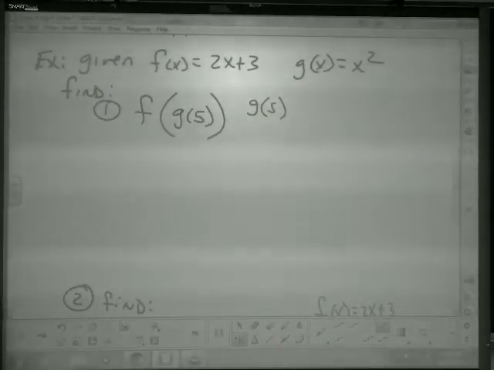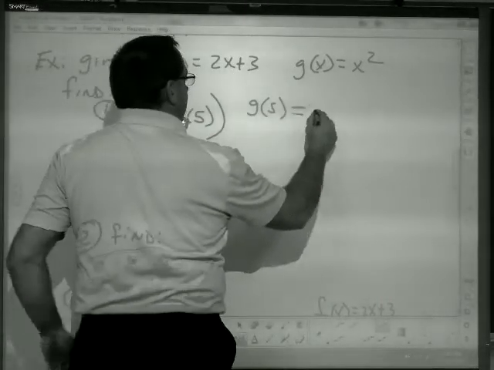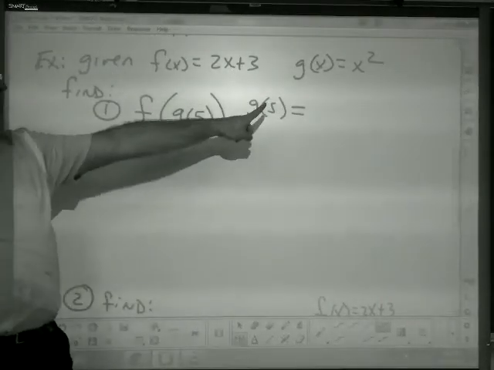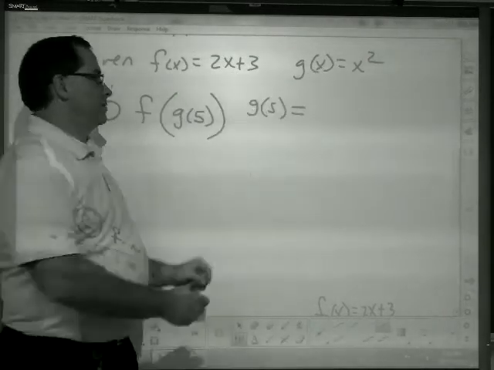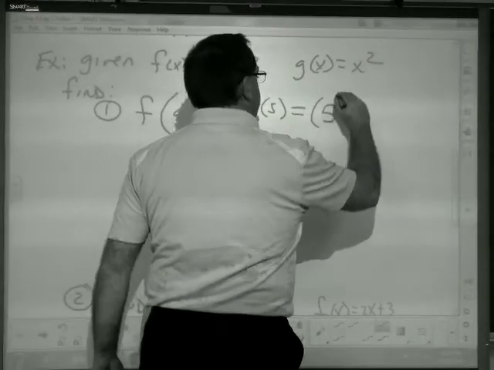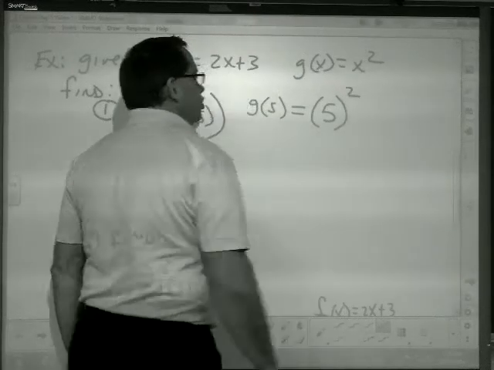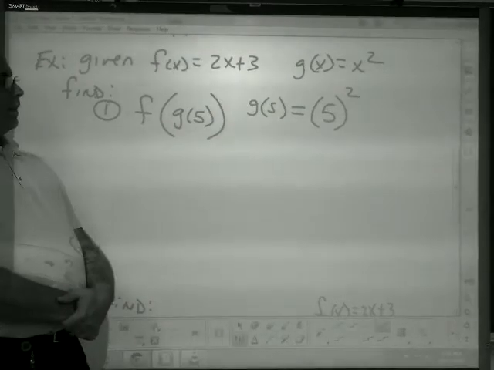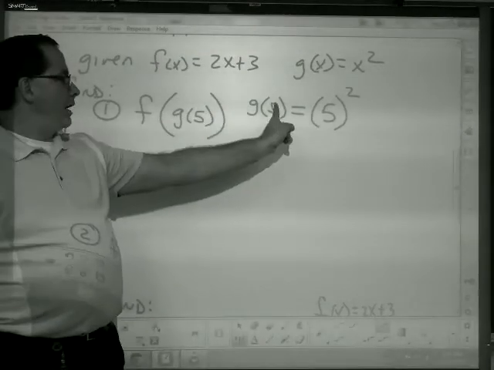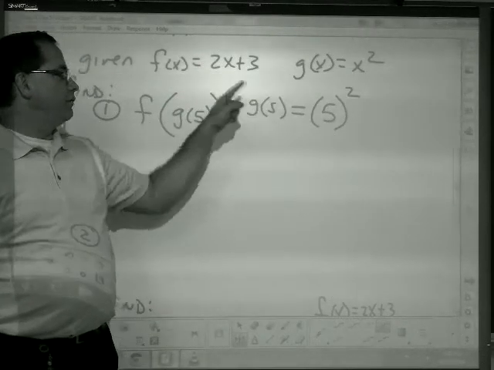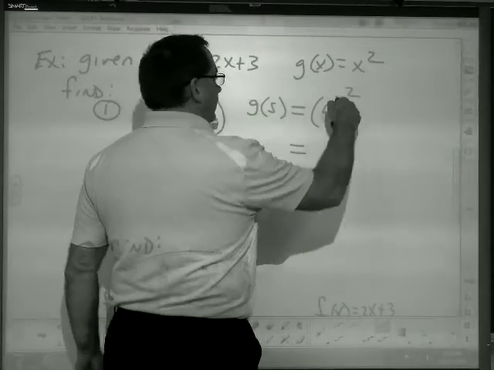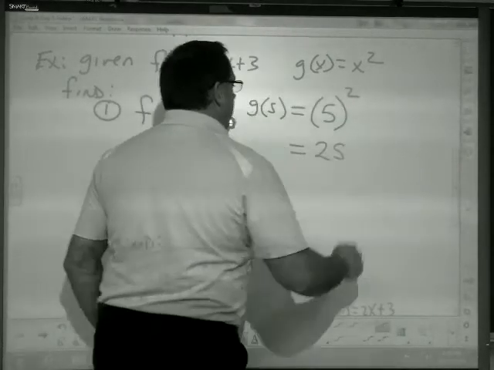So the g of 5, well, that means take the g function, if you remember what this notation meant, put the 5 where x is. I'm just evaluating the g of 5. I'm taking this value and putting it in for x in the g function because it says the g of 5. So 5 squared is 25.